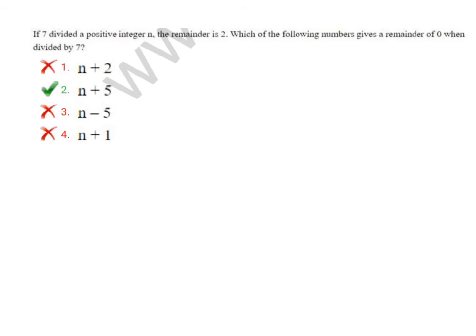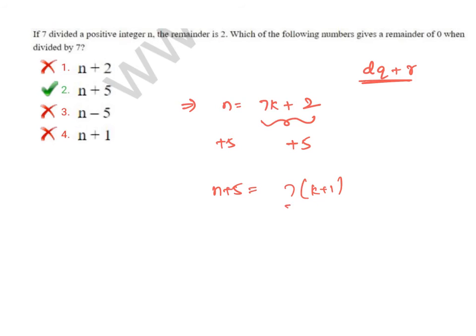If 7 divides a positive integer n, the remainder is 2. Which of the following numbers gives the remainder 0 when divided by 7? Now see here, you can say n is equals to 7k plus 2, because if n is divided by 7, it gives you remainder 2. So I am using the division rule, divisor into quotient plus remainder. Now, which of the following is divisible by 7? In order to make this divisible by 7, I need to add 5. So add 5 on both sides. N plus 5 is equals to 7 into k plus 1. So it is perfectly divisible by 7. So the answer is n plus 5.